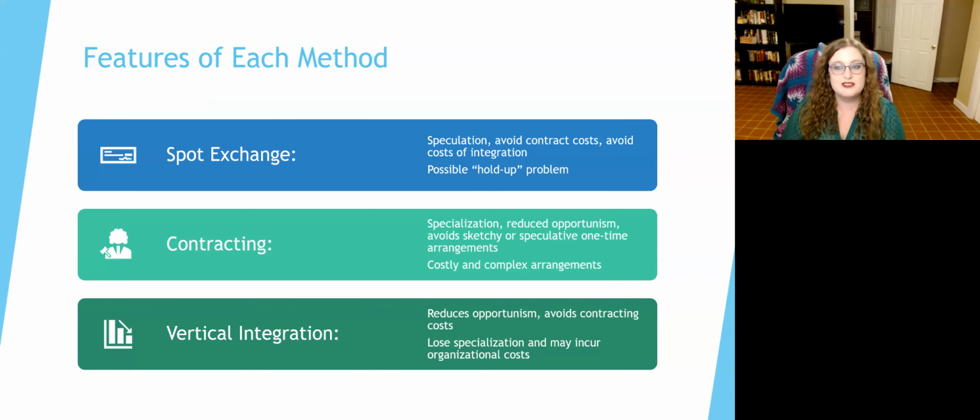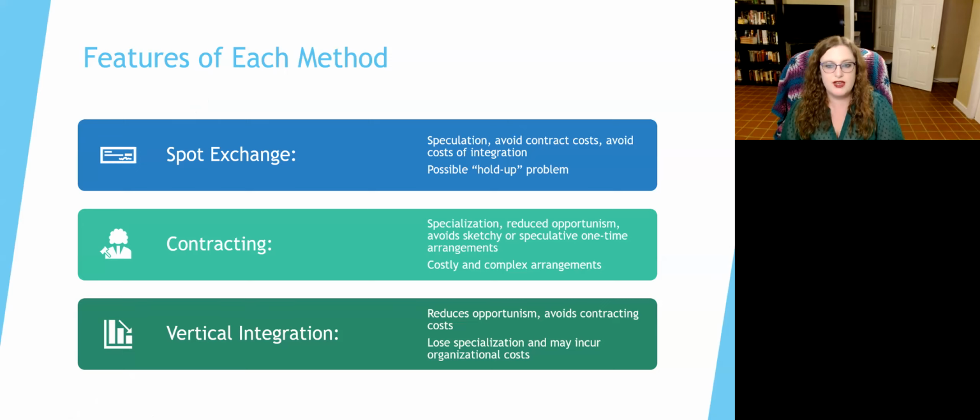Spot exchanges, there's lots of speculation. You have to think about one-time contracts, like, am I really getting a good deal? Well, I'm not going to have to pay a contract cost and all the negotiations and the lawyers and stuff. But these people could really mess me up. They could sell me something bad or a bad product. There could be a holdup problem where I try to purchase once from someone and they just don't show up with the product on time because they don't have a contract that ends up punishing them for that.